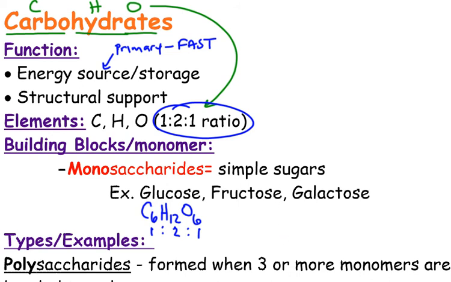Now with biomolecules, we have what's called a monomer, which is the building block. The monomer of a carbohydrate is called a monosaccharide. Mono means 1, saccharide means sugar. So 1 sugar, that's why we call it a simple sugar. We have 3 types of monosaccharides. We have glucose, we have fructose, and we have galactose. And when they bond with each other, we form more complex things.